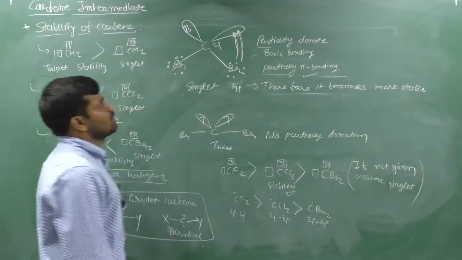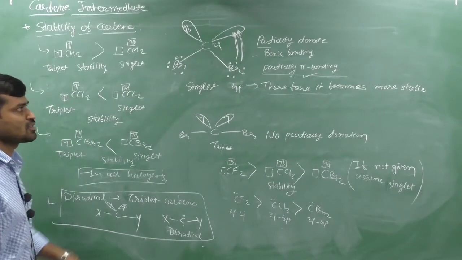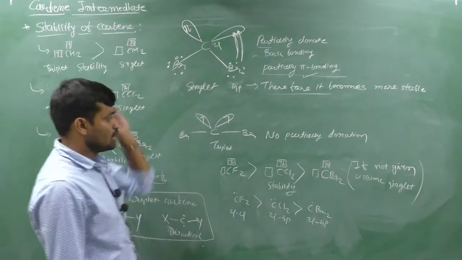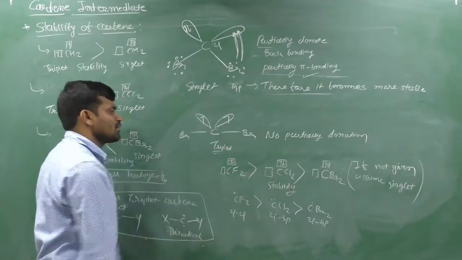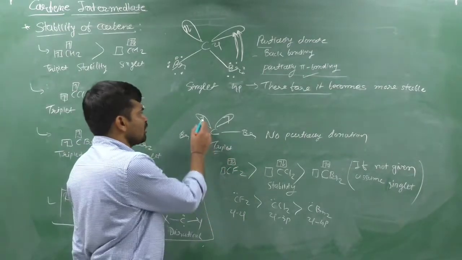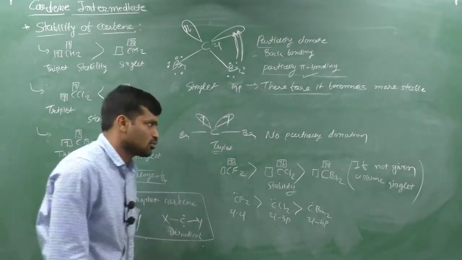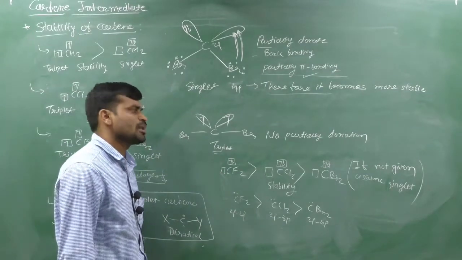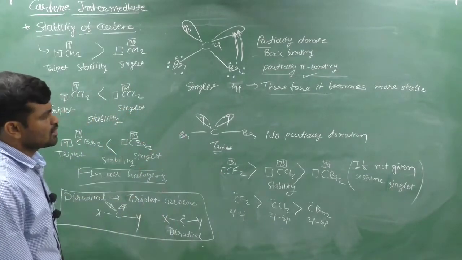Singlet carbene is more stable than triplet carbene in the case of halogens. Clear? Because it can have back bonding. If we think about triplet, it cannot generate a pi bond because both have one non-bonded electron in their p orbitals. Clear? So there is no partial donation.